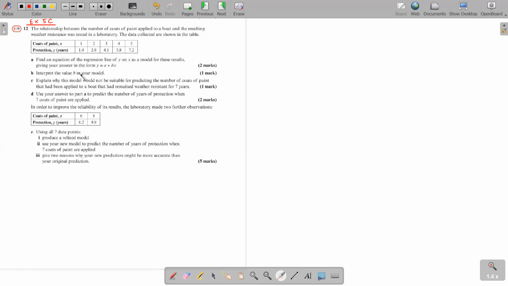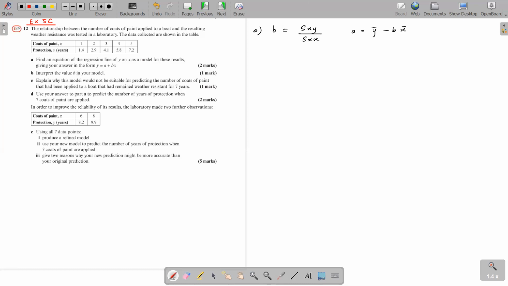Okay, so they're saying find an equation of the regression line of y on x as a model for these results. Give your answer in the form y equal a plus bx. They're asking you to get the line of best fit. So guys, you know how to get the line of best fit y equal a plus bx. So what was the equation? b is equal to Sxy over Sxx, right? And a is equal to y bar minus b x bar.